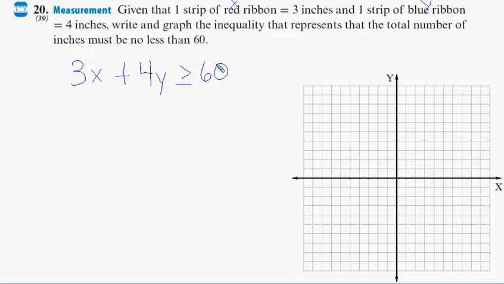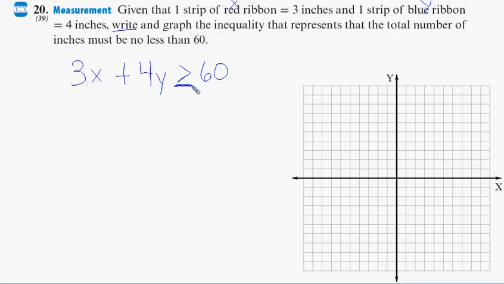Now, to finish this out, we've got our inequality. We've written our inequality. The only thing that you have to do to finish this out is get y by itself and graph it. And don't forget, when you're graphing, because you have an inequality, you've got to do some shading.